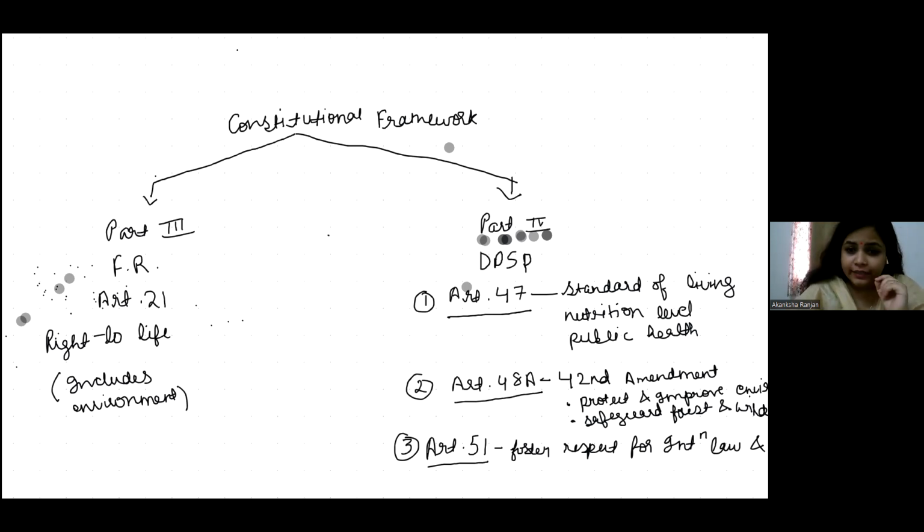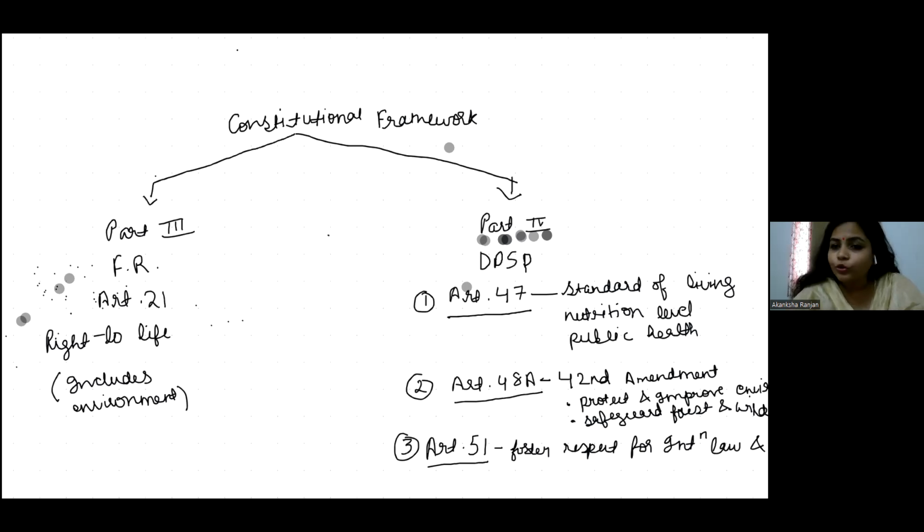Under Article 47 it is mentioned that standard of living, nutritional level and public health has to be maintained by the state. Under Article 48A, there was an amendment, the 42nd Amendment, through which two points were added in 48A, which were to protect and improve the environment and safeguard the forest and the wildlife. Third, Article 51, which talks about fostering respect for international law and international obligations through the treaties we have to respect. Environmental law framework basically is coming from various international conventions and international protocols.